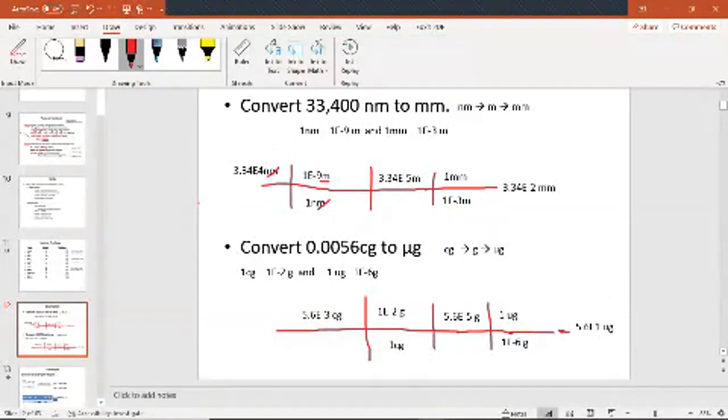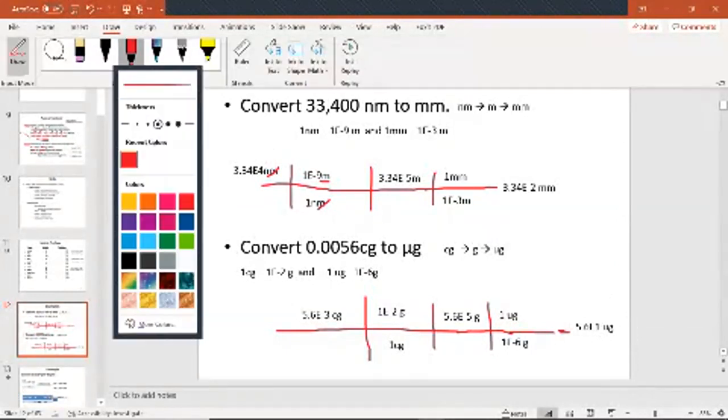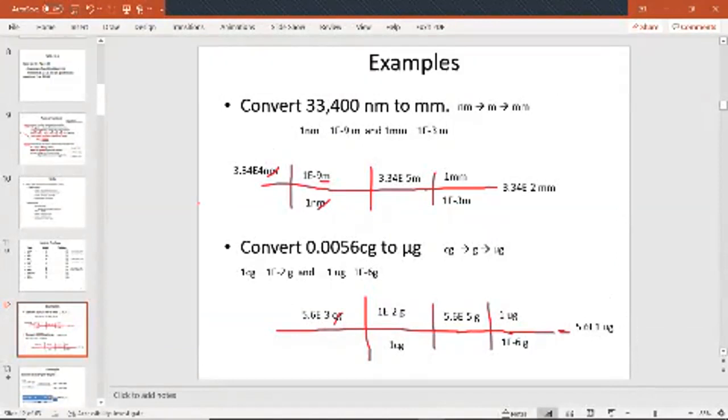And you also notice that all the units cancel. Centigrams cancels, and the gram cancels as well. And so we're left with micrograms.